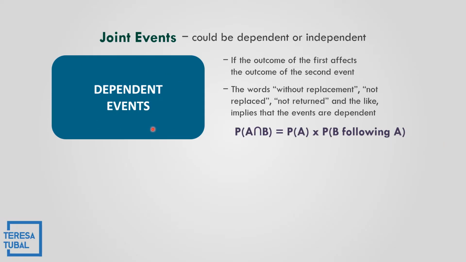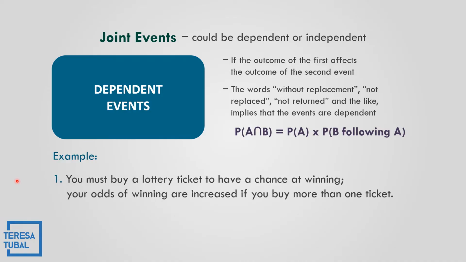Let us see the different examples of dependent events. In example number 1, you must buy a lottery ticket to have a chance at winning. Your odds of winning are increased if you buy more than one ticket. As you can see, this example is dependent events because the outcome of the first affects the outcome of the second event. So as you can see, the odds increase. You need to buy more than one ticket.